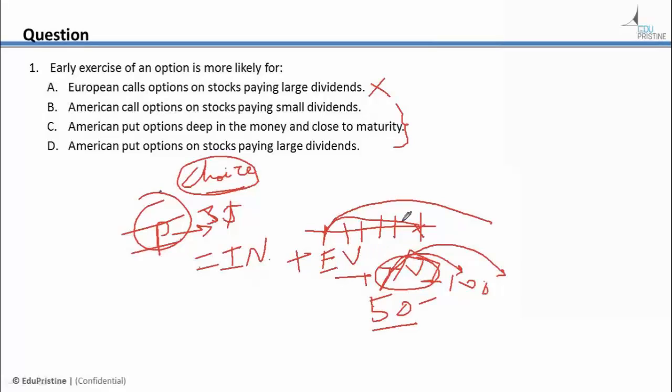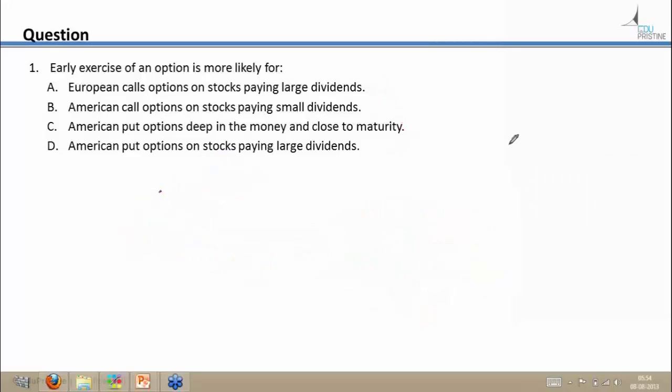Okay, and intrinsic value. What is intrinsic value? Intrinsic value is nothing but what you will get in case you exercise it right away. Right away means, let's say it's an American option, though it actually applies to both European and American. It's just a way to see at what position an option is right now.